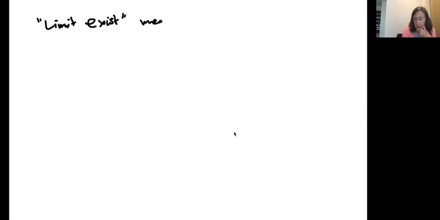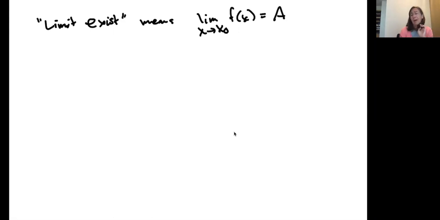That means that the limit is some number. Okay, and it's like, okay, fine, limits are numbers. What would not count as existing is if the function is heading out toward infinity. So people will sometimes write things. I'm not going to write it because I don't want you to write it.